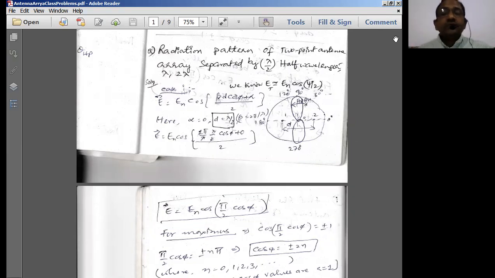Let us take a problem now. The radiation pattern of a 2 point array antenna separated by lambda by 2, lambda, 2 lambda. This is the problem given in the previous exams. Here they may ask you to do the work using lambda by 2, or lambda, or 2 lambda, or a combination of all of them. Therefore it is better you know the combination of all of them.